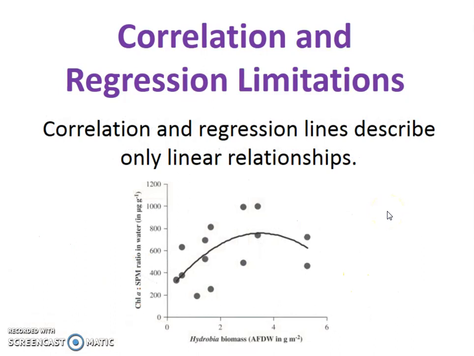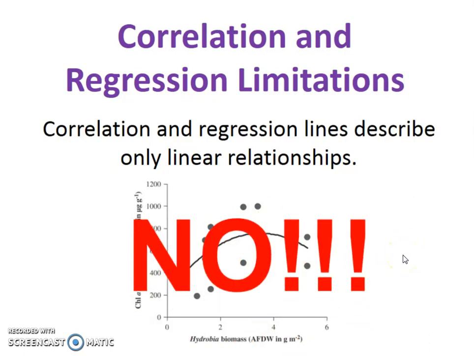Correlation and regression lines describe only linear relationships. This right here, don't do it. It's bad. So while we would love to have something that helps us with things that are not linear, we do not at this point in our lives. We will not in this course.